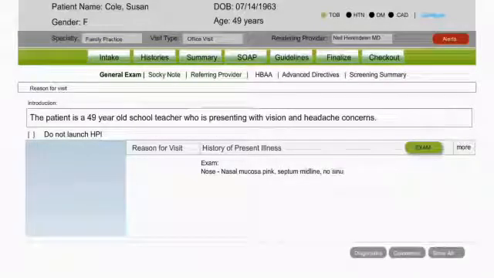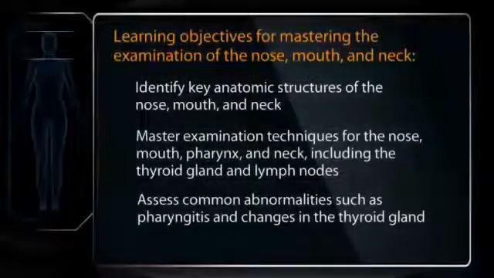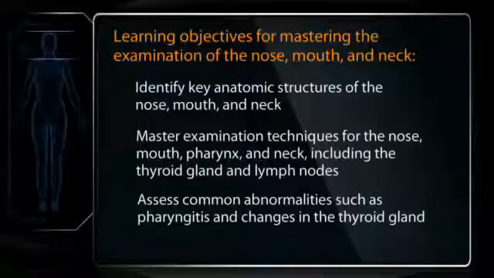Nose, nasal mucosa is pink, septum midline, no sinus tenderness. Mouth, oral mucosa is pink, no caries, dentition is good. Posterior pharynx without exudate. After practice and further review of this video, make sure you have mastered the important learning objectives for examining the patient's nose, mouth, and neck.